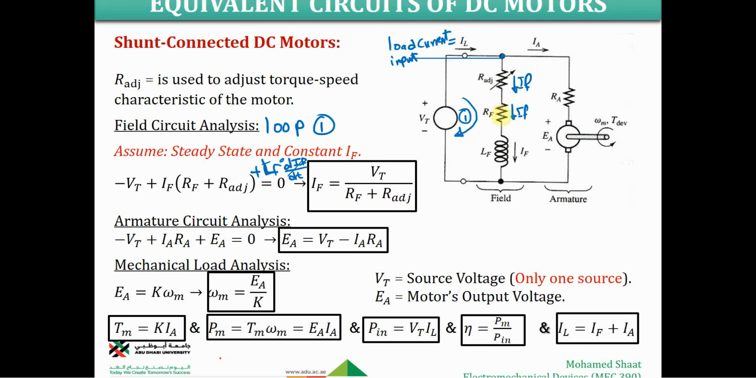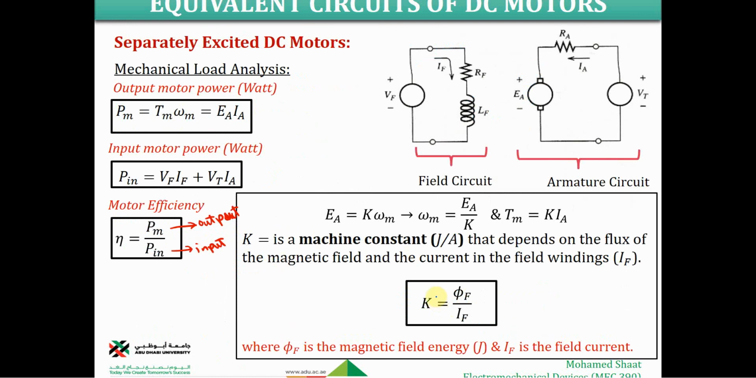This RF is the essential field resistance of the field circuit, or the field branch, but this one we are just adding, and this R can be adjusted. It means that its value can be changed, and we can have control in increasing or decreasing the value of this R adjusting. The key idea of this R adjusting is that it is used to adjust the torque speed characteristic of the electrical motor, or in other words, to control increasing or decreasing the value of K that we already have here, because K, which is the motor constant, depends on the VF, which is going to be constant.